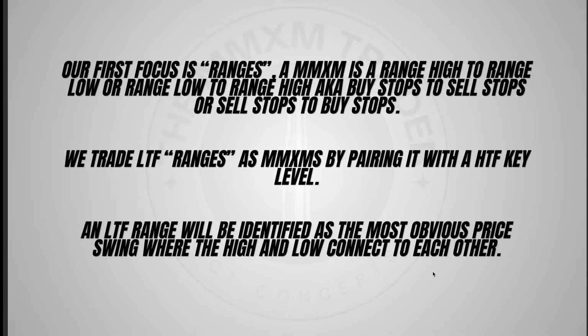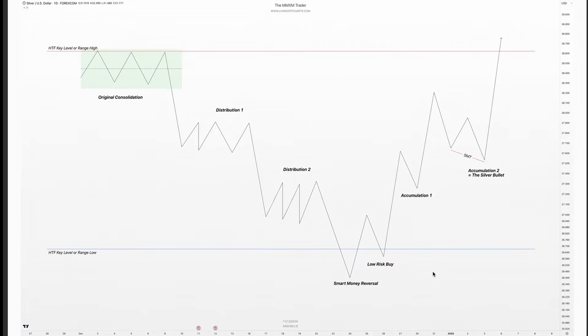Now that covers the hedging program on the higher time frame, and we want to focus when we're trading the market maker models as a range. An MMXM, a market maker buy or sell model, is just a range high to low or range low to high, aka buy stops to sell stops or sell stops to buy stops. We trade lower time frame ranges as MMXMs by pairing it with a higher time frame key level. A lower time frame range will be identified as the most obvious price swing where the high and low or low and high connect to each other. So this is what our focus is when we're looking at a market maker model.